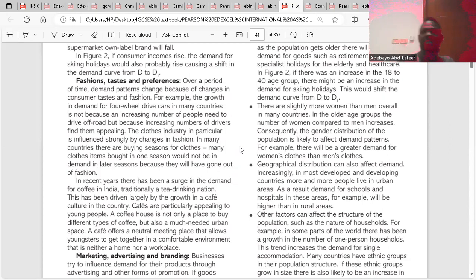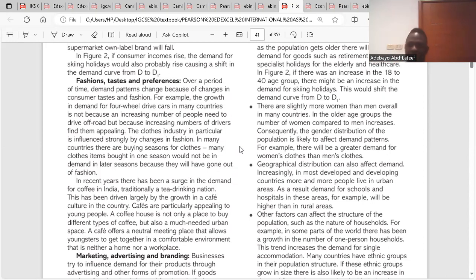Fashion, taste and preferences. So we're talking about what you like, what I like, what is trending, and what is in vogue. This is what it's all about. Basically, we all want things that are in vogue. We all want to go with the trend.